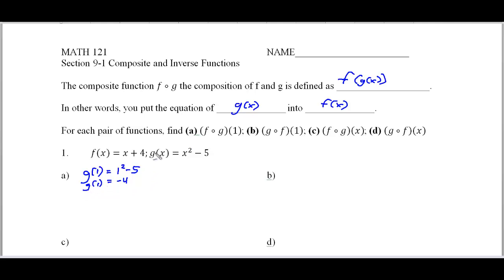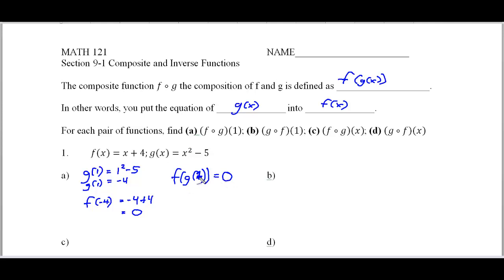Now I'm going to plug that into my f of x. So now I have f of negative 4, because I take whatever number I have from that problem and plug it into the x of my f, and now I have negative 4 plus 4, and that gives me an answer of 0. So what I have here is f of g of x, which instead of plugging in x, I plugged in 1. So f of g of 1 is equal to 0.